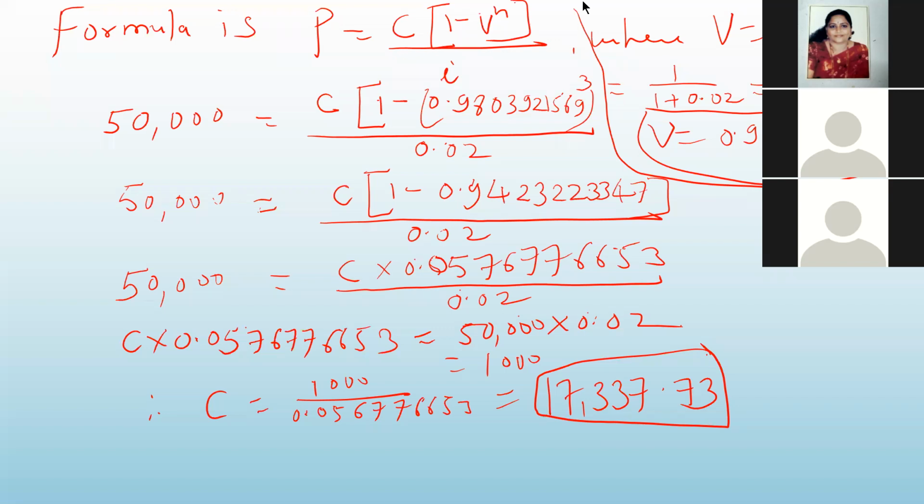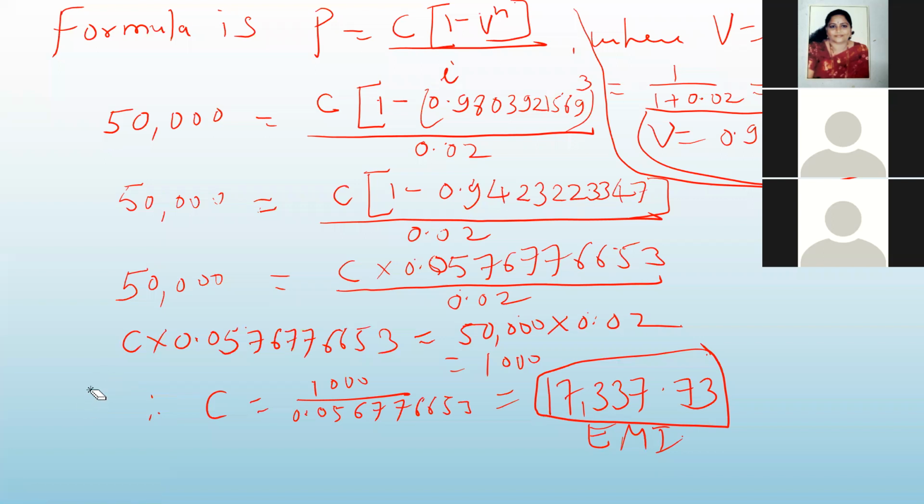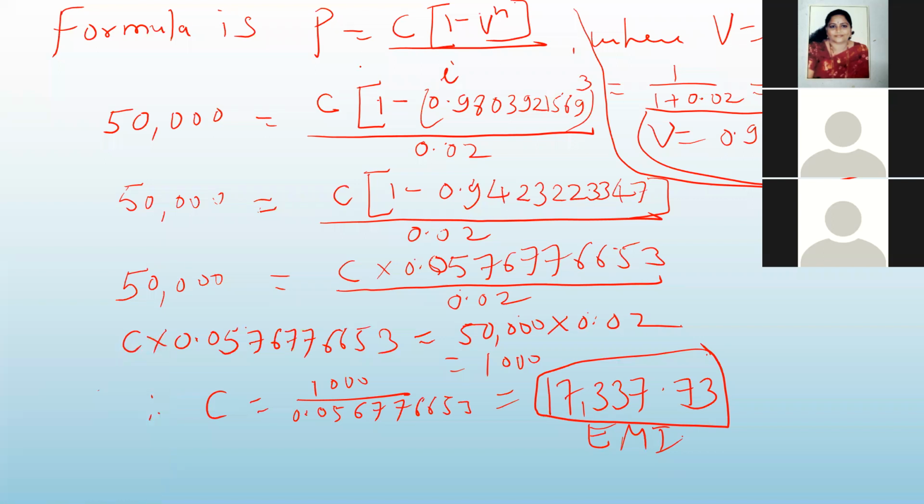So EMI is equal to, therefore, this is the value of EMI. That means a loan of rupees 50,000 is taken and it is paid off in 3 months. So the installment amount is coming as 17,337 rupees and 73 paise. Now let us prepare the amortization table.